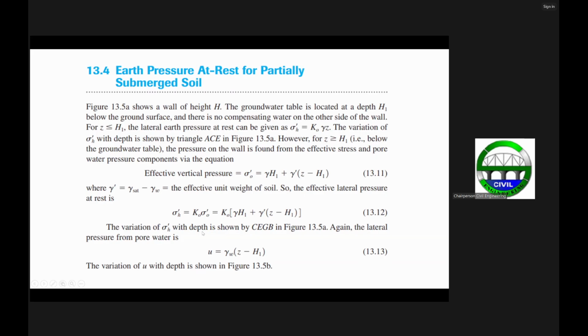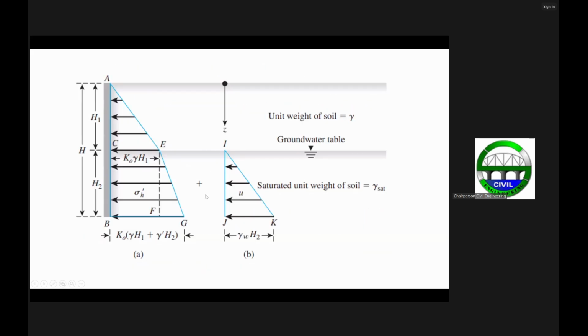So again, the variation of the pore water pressure can be given by this pressure diagram here. For this pressure diagram for the effective stress, this horizontal pressure here is now equal to K sub O gamma H sub 1. That's until here. Then plus this horizontal earth pressure, which is now equal to K sub O gamma prime H2.